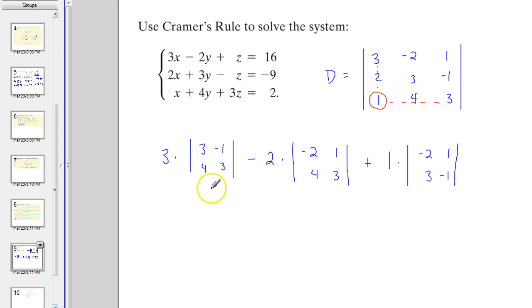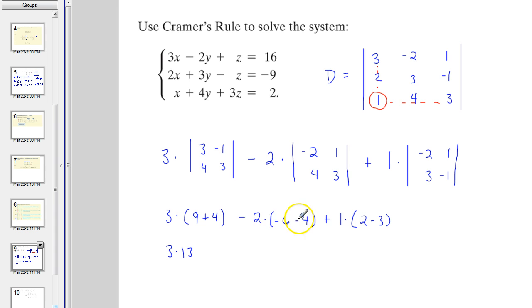Okay, now, this is a matrix determinant, so 3 times 3 is 9, 9 minus negative 4. So 3 times 9 minus negative 4 would be 9 plus 4. Minus 2 times negative 2 times 3 is negative 6, and then negative 6 minus 4. Coming back this way, remember, we always subtract coming back the other way. And then plus 1 times, parentheses, negative times a negative is a positive 2 minus 1 times 3 is 3. So this is 3 times 13.